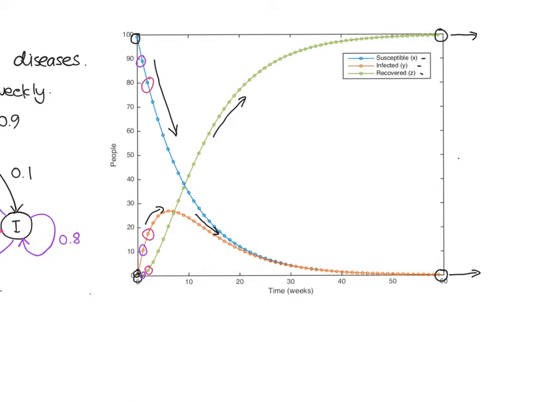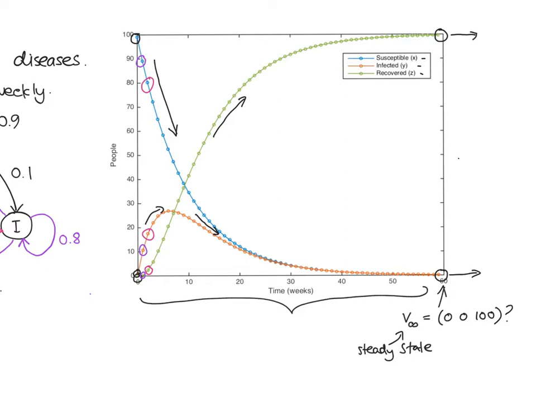and we don't have anyone in either of the other states. So the question that we might find ourselves asking is, how do you show that your steady state, which we're going to call infinity, so the state that you finally achieve that doesn't change, how do you show that that equals no susceptible, no infected, and 100 recovered? How could we find that number without having to do 60 plus multiplications? We really don't want to have to do that.